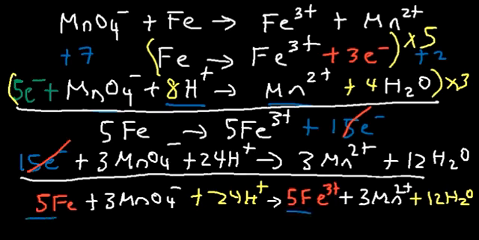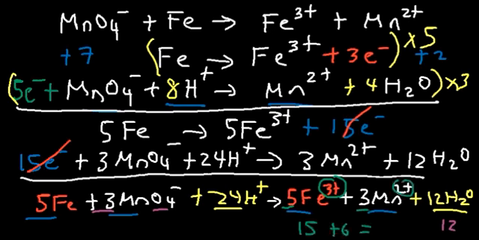We have 5 iron atoms, 24 hydrogen atoms, 12 times 2 is 24, 3 manganese atoms, and here we have 12 oxygens, and 3 times 4 is 12 oxygens. Now let's add the charge. So 5 times 3 is 15, 3 times 2 is 6, so we have a total charge of positive 21 on the right side. 3 times negative 1 is negative 3, and 24 times 1 is plus 24, which is positive 21. So the charge is balanced as well.